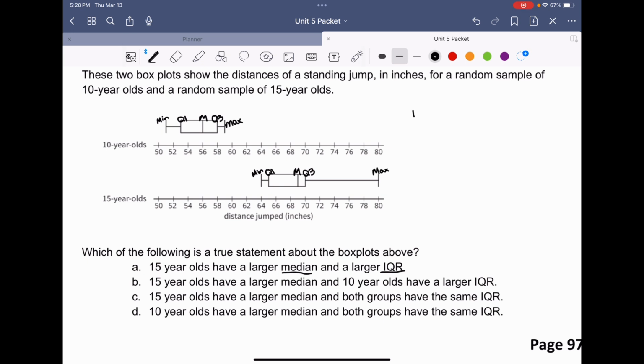So for my interquartile range, for the 10-year-olds, I'm going to have 58 minus 53, which gives us 5. And for the interquartile range for the 15-year-olds, I'm going to have 70 minus 65, which is also 5. So they have the same interquartile range. So let's just look. That cancels out the options A and B. And then our median. So 15-year-olds have a larger median. That one is C.